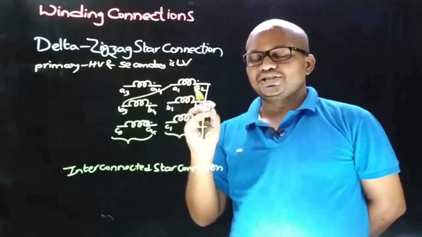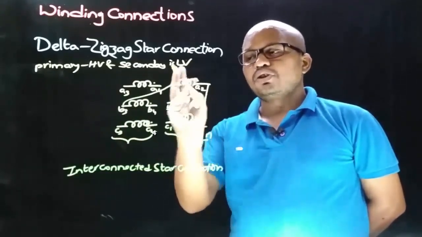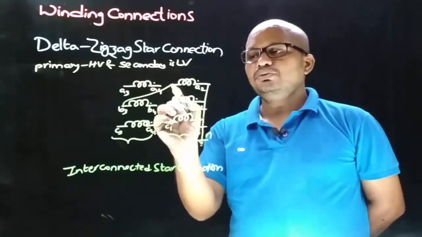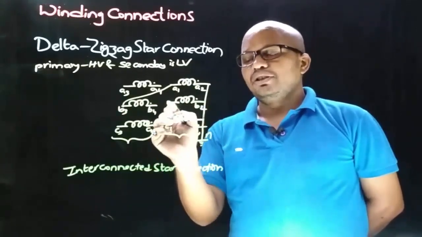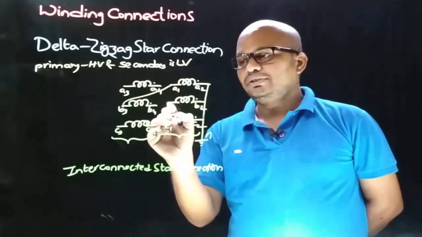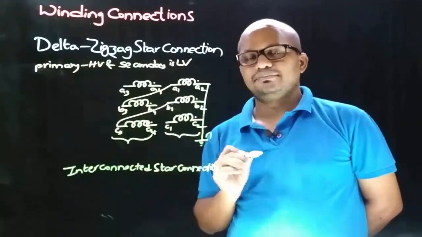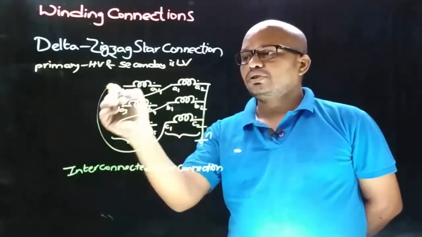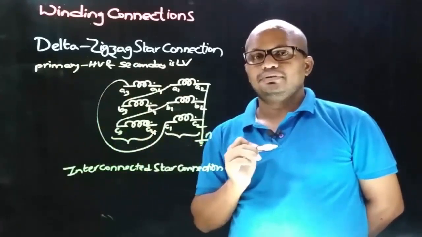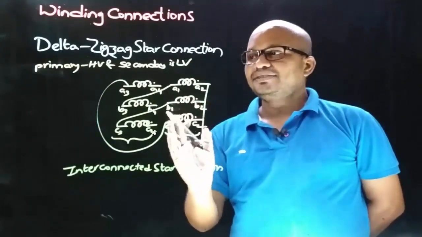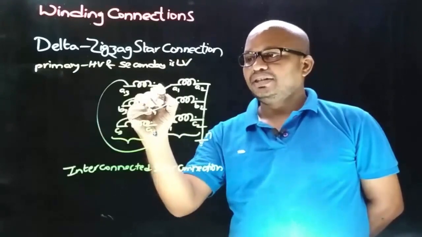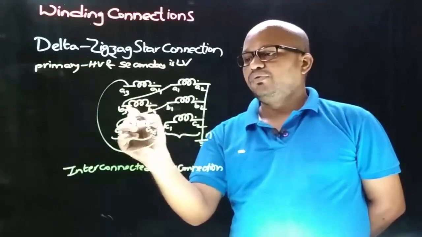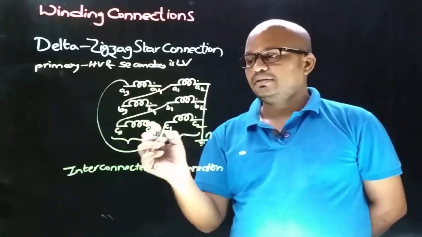To have phase opposition connection, we need to connect two non-dot end terminals or two dot end terminals. Here we are connecting the two non-dot end terminals. Now let's connect the non-dot end terminal B1 with non-dot end terminal C3, and now non-dot end terminal C1 with non-dot end terminal A3.